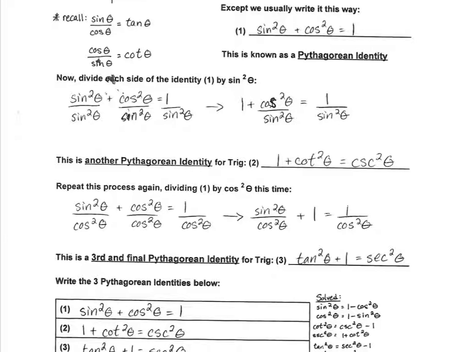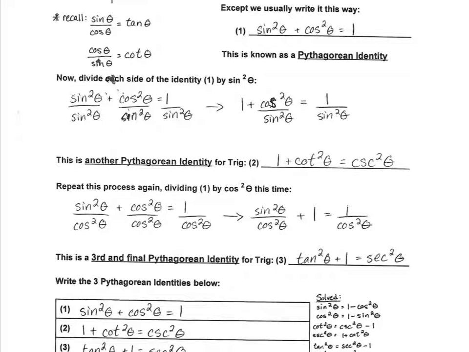Then we're going to, I think you can probably guess, take that same Pythagorean identity and divide it by cosine squared, and we get sine squared over cosine squared, or tangent squared, and then cosine squared over cosine squared, or 1, and then that's going to equal 1 over cosine squared, or secant squared. Okay?